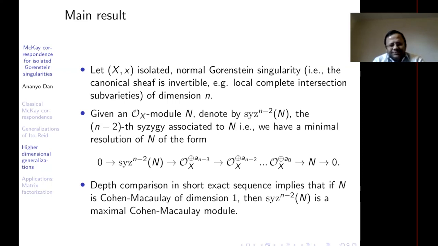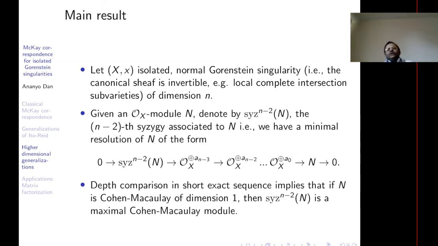And now we know how depth varies in short exact sequences. If we have a short exact sequence of the form A goes to B goes to C, then the depth of A is greater than or equal to the minimum of depth of B and depth of C plus 1. So if you use this depth comparison in short exact sequences, you will see that if big N was a Cohen-Macaulay module of dimension 1, then this higher syzygy is a maximal Cohen-Macaulay module. You just need to do this depth comparison.